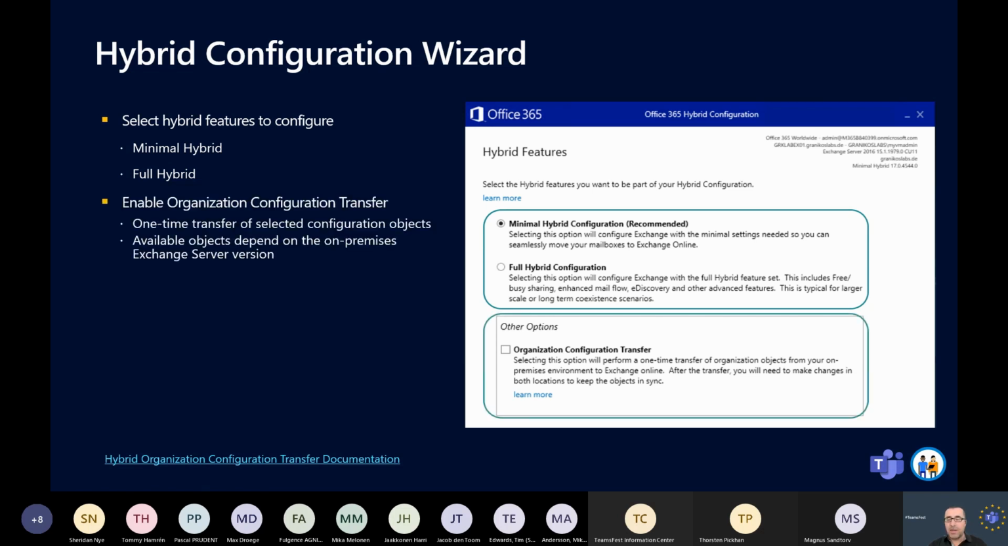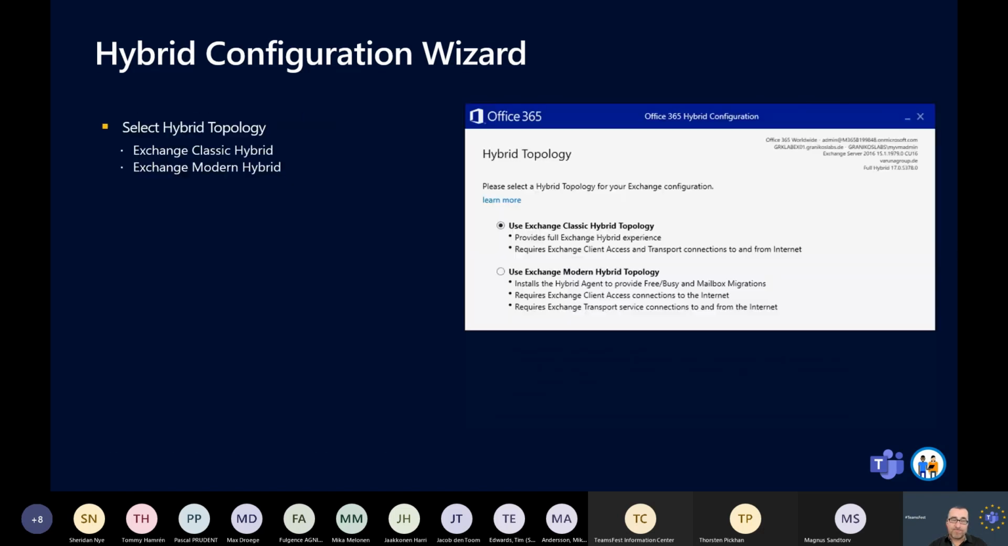The other option available is the option to migrate parts of your on-prem configuration to Exchange Online, like organization configuration and policy objects. The link provided here brings you to the documentation of the organizational objects that are currently supported for this transfer. This varies depending on the Exchange version you have currently on-prem in production.